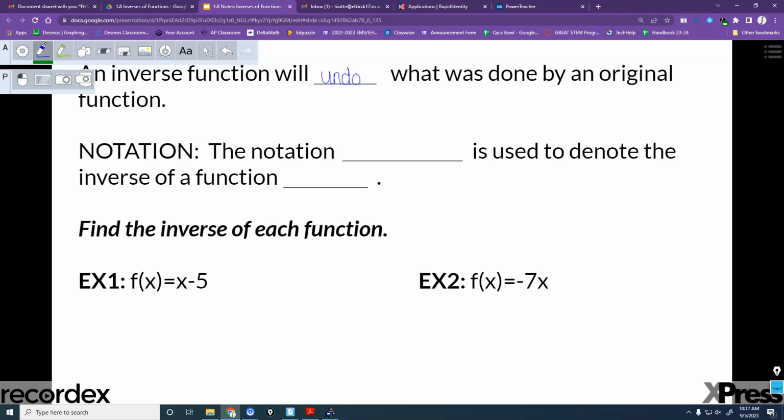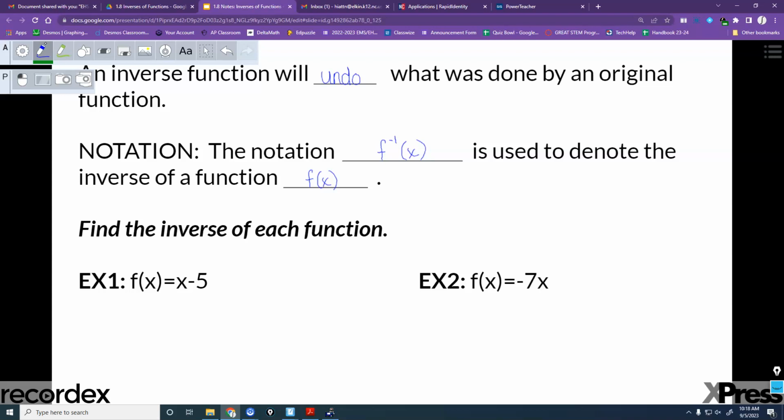The notation that we're going to use for this would be f, and then a little -1 exponent, of x. It looks like an exponent of -1, but we would read that as the inverse of f of x. It's used to denote the inverse of a function f of x. You may also see something like g inverse of x or h inverse of x. The letter could be different, but you're still going to have that little exponent there.